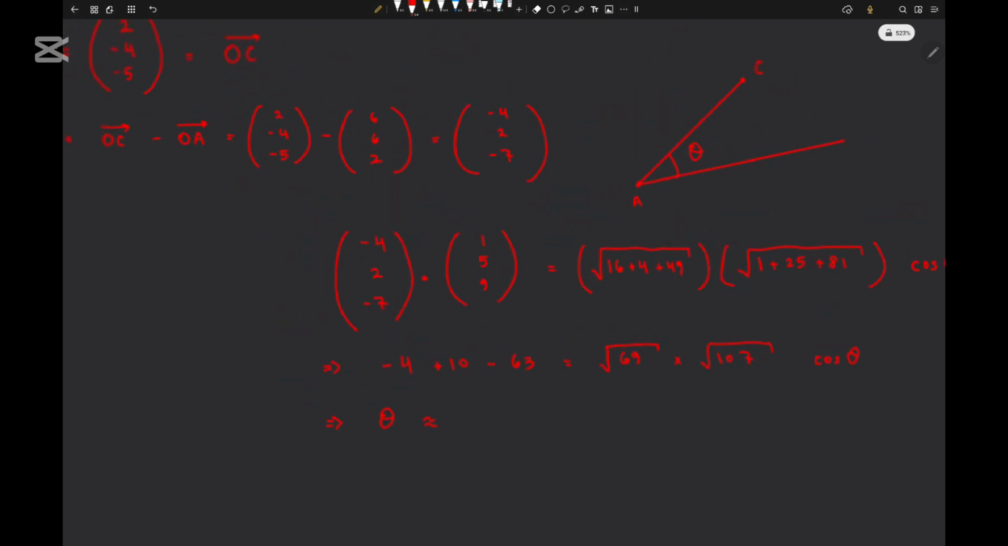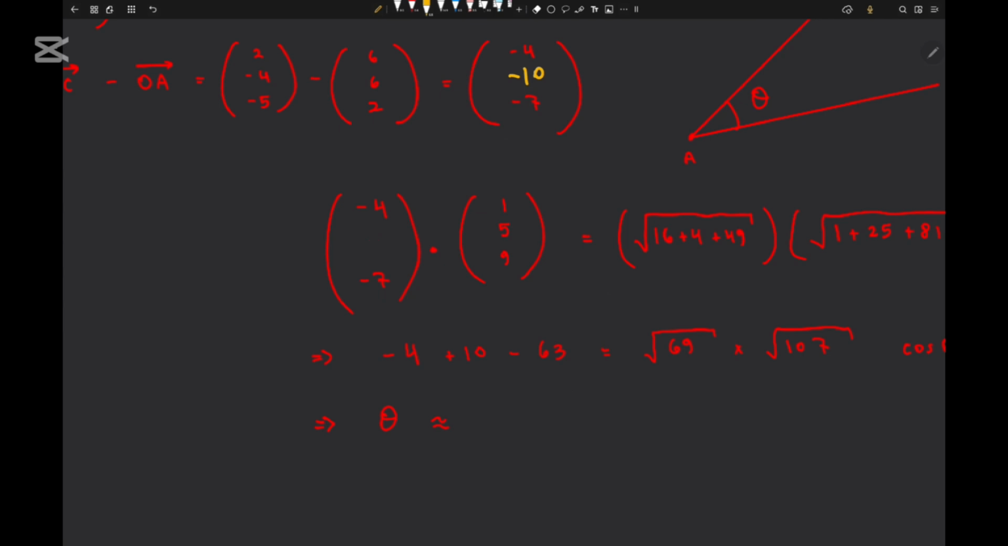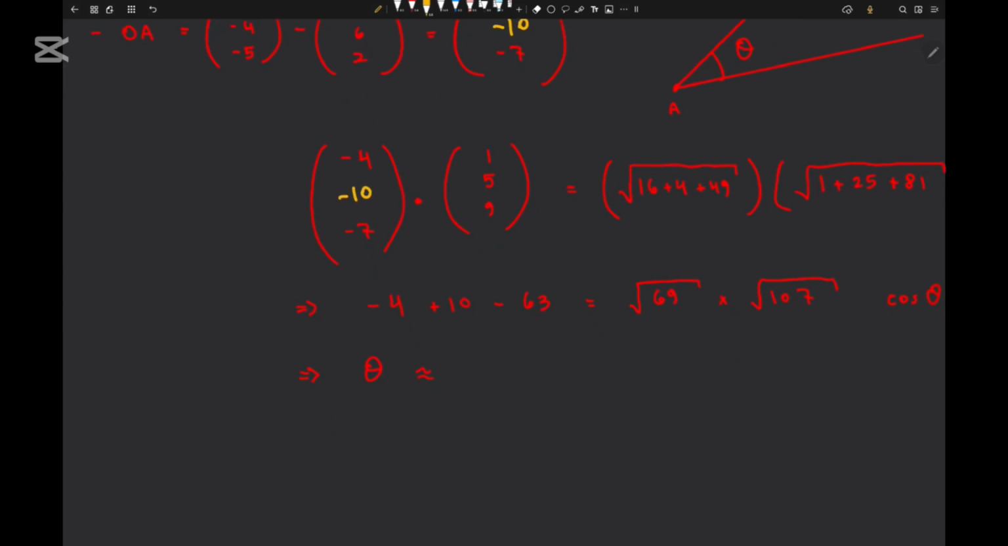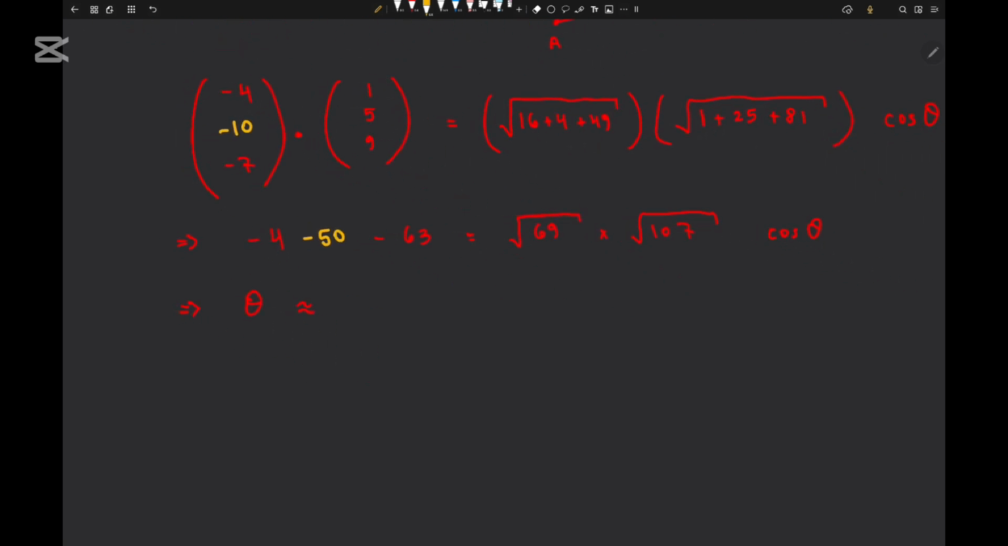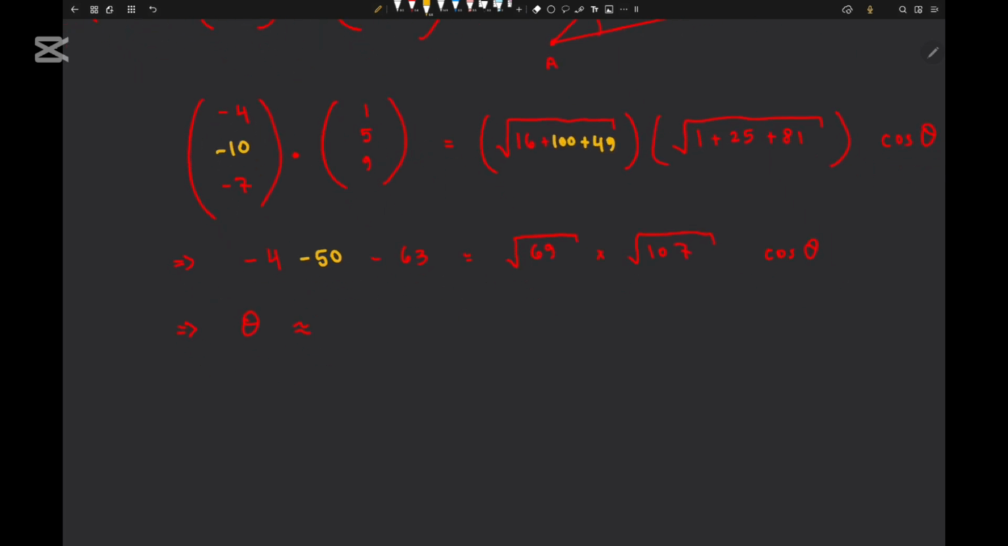Oh, okay, so there was a slight mistake in the sum. That minus 4 and minus 6 will be equal to minus 10. It's not 2, it's minus 10. So that's minus 50. And this will be 16 plus 100 plus 49. And this will be 165.